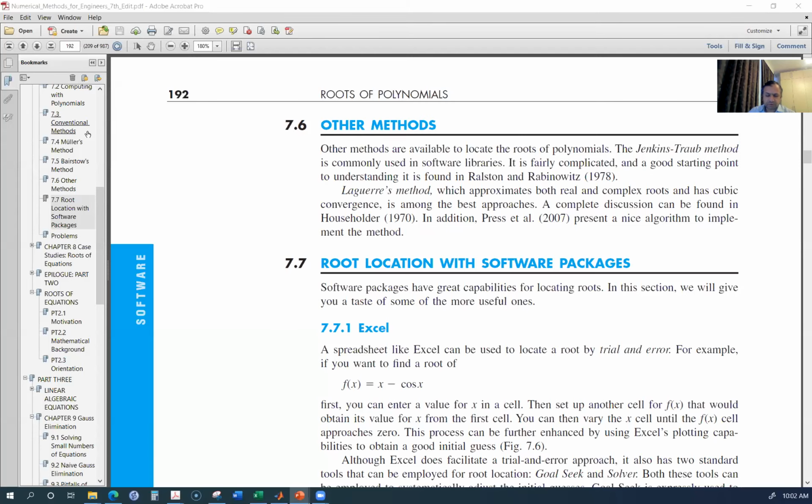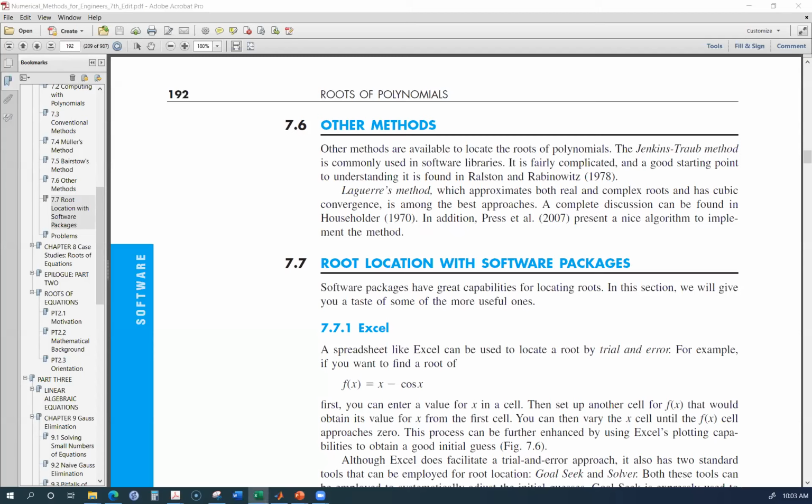We have looked at a number of methods for finding the roots of equations. These methods, we can also apply in Excel, Matlab, and of course other tools. So let's see how we can find the roots of equations in Excel.